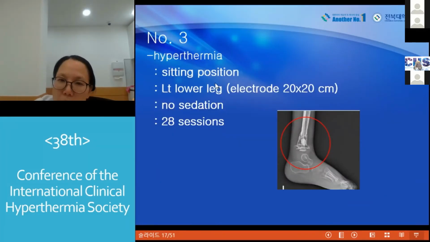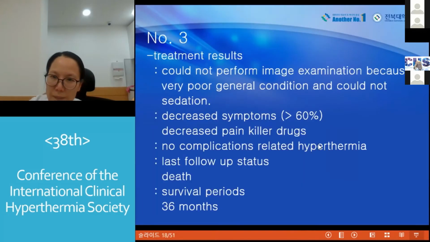Oncotherm was performed in a sitting position at the lower back. He had no sedation. Oncotherm underwent 28 sessions. He could not undergo the image examination because of very poor general condition and inability to be sedated, but his symptoms decreased around 60% and painkiller drug use decreased. There were no complications related to hyperthermia. Last follow-up status was death. Survival period was 36 months.